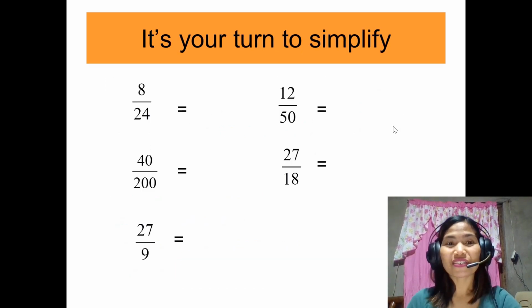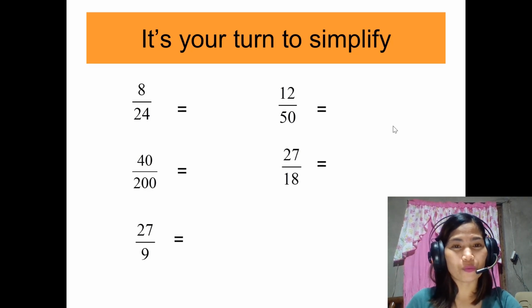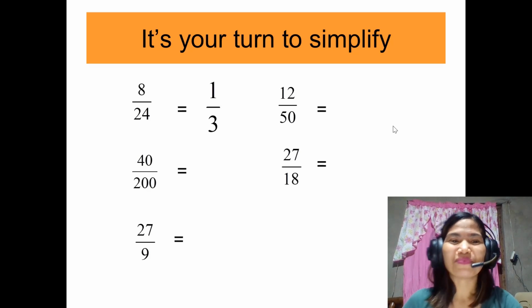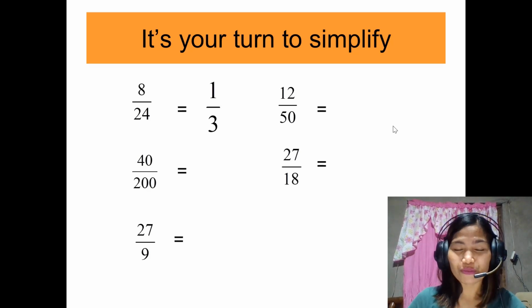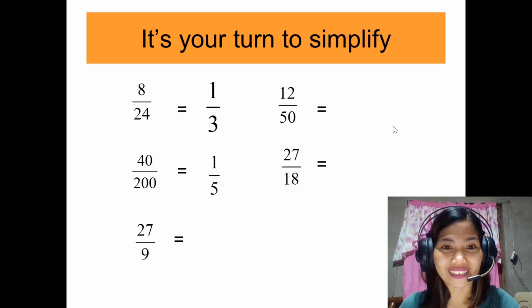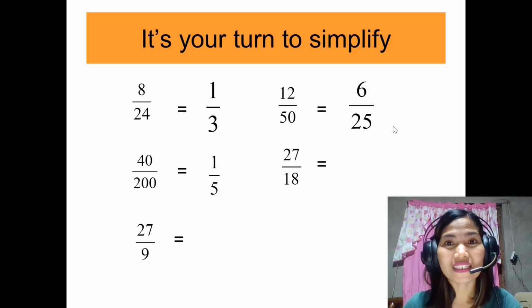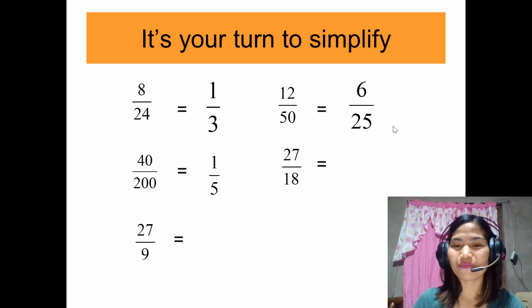Now it's your turn to simplify. Let's try 8 is to 24. What is its simplest form? Correct. It's 1 over 3. 40 over 200. If your answer is 1 over 5, that's correct. 12 over 50 equals 6 over 25.